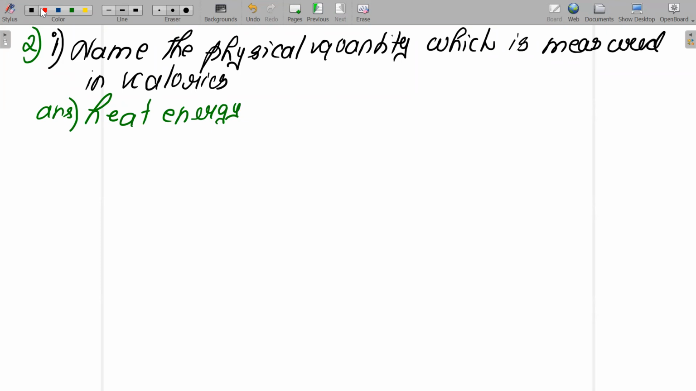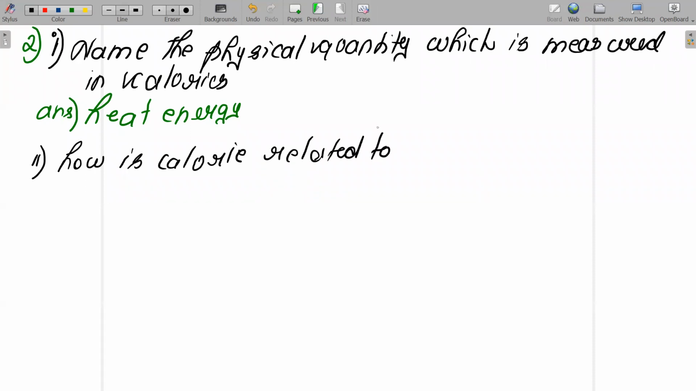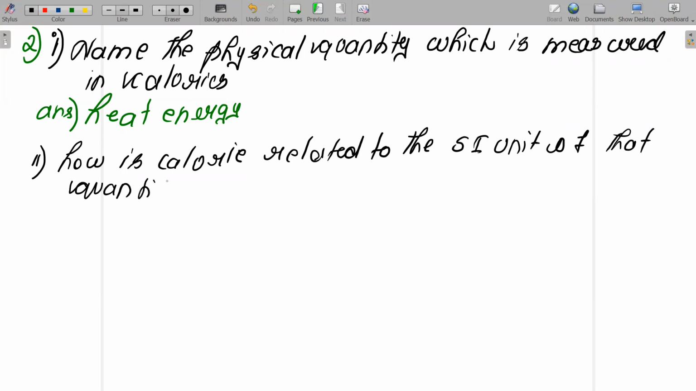B question. Second question, B question. How is calorie related to the SI unit of that quantity?